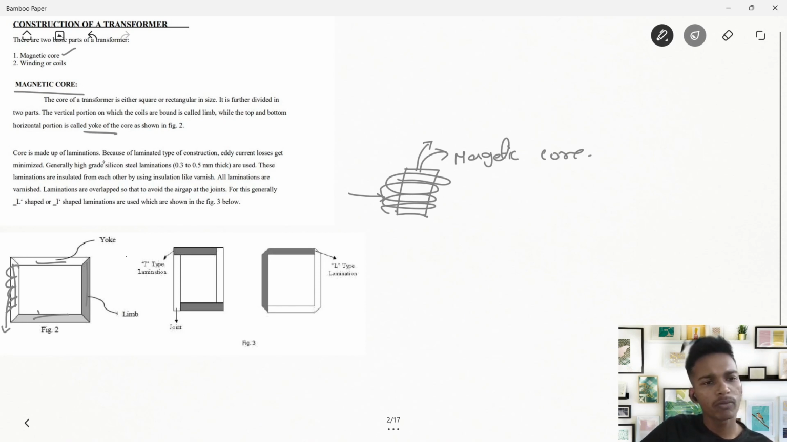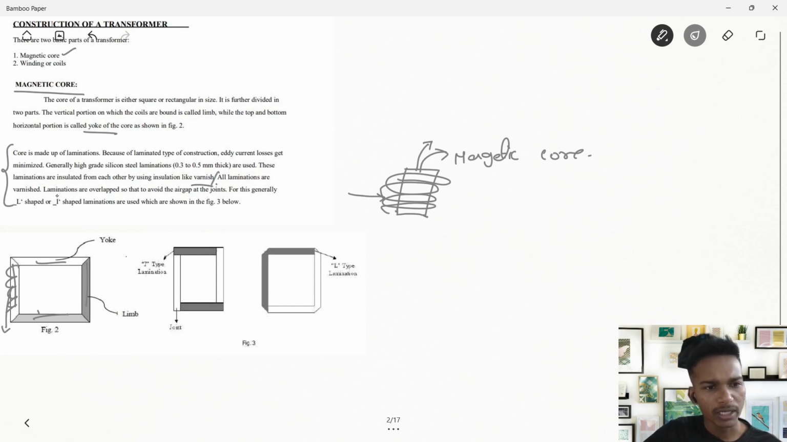Now, the core is made up of laminations. Because of this laminated construction, eddy current losses get minimized. We will discuss what eddy current losses are later. Generally, high-grade silicon steel laminations of 0.3 to 0.5 mm thickness are used. These laminations are insulated from each other using insulation like varnish. Just go through every point that I have written here, because every point is very important for your end semester exam.